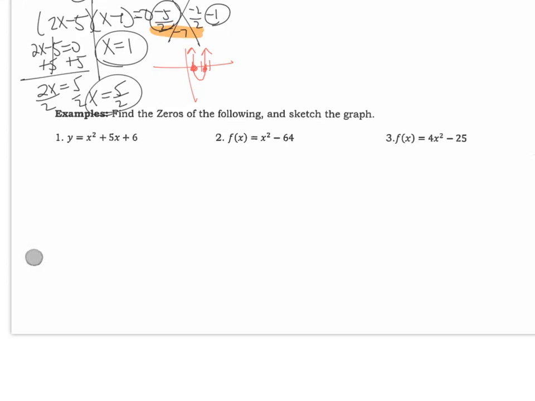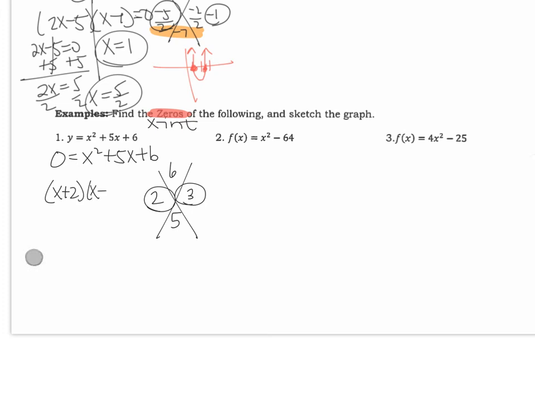Directions: find the zeros of the following, then sketch the graph. Out of all those words, what word means the most? Zeros. Zeros means the exact same thing as x-intercepts. How do you find x-intercepts? Plug 0 into y. How am I going to solve this? Factor. First question you ask yourself, is there a GCF? No. X method or slide and divide method? X method. Factors of 6 that make 5: 2 and 3. So I have x plus 2, x plus 3.